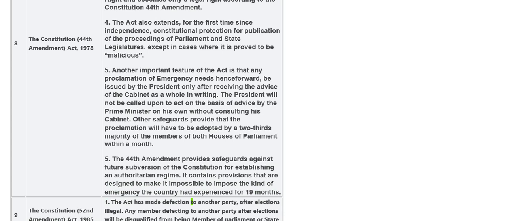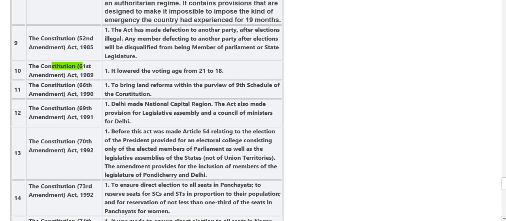9. The Constitution 52nd Amendment Act, 1985. The Act has made defection to another party after elections illegal. Any member defecting to another party after elections will be disqualified from being a member of Parliament or the state legislature. 10. The Constitution 61st Amendment Act, 1989. It lowered the voting age from 21 to 18.